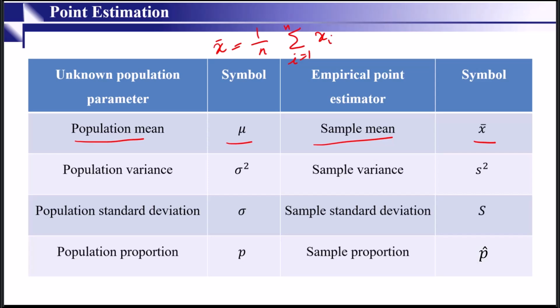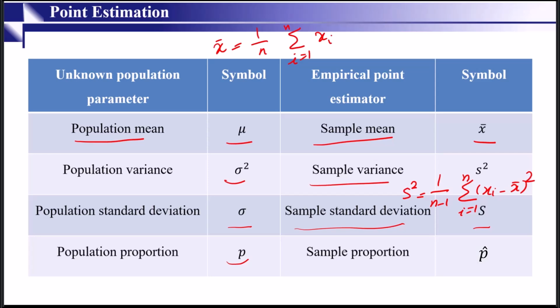For the population variance, we show it by sigma square, and in the case of sample variance, we show it by s square. And this s square is equal to 1 divided by n minus 1 sum of i from 1 to n (xi minus x bar) square. We do the same thing for population standard deviation: sigma is the square root of sigma square, and here we show it by s as the square root of s square. And for the population proportion P, we use the sample proportion P hat, which is equal to x divided by n, where x is the number of successes and n is the sample size.